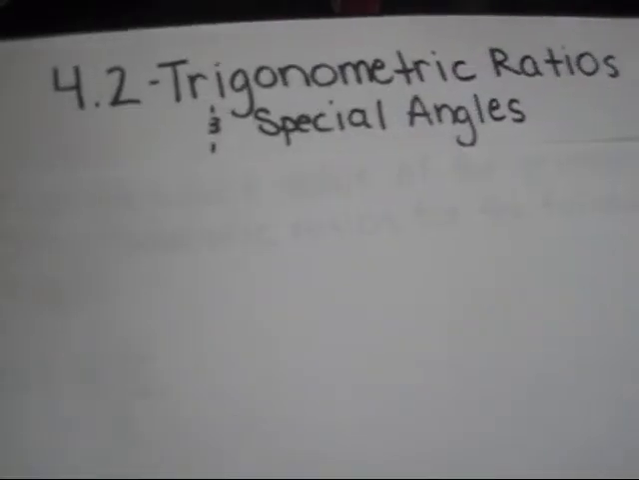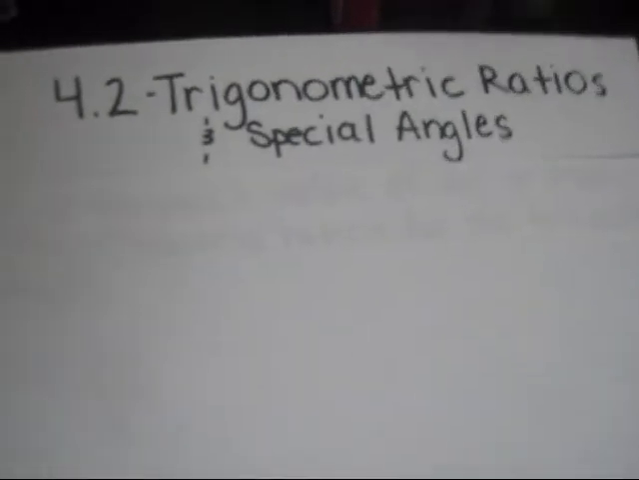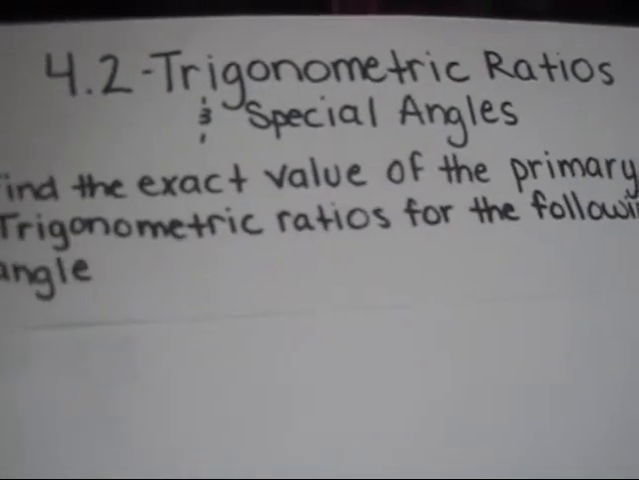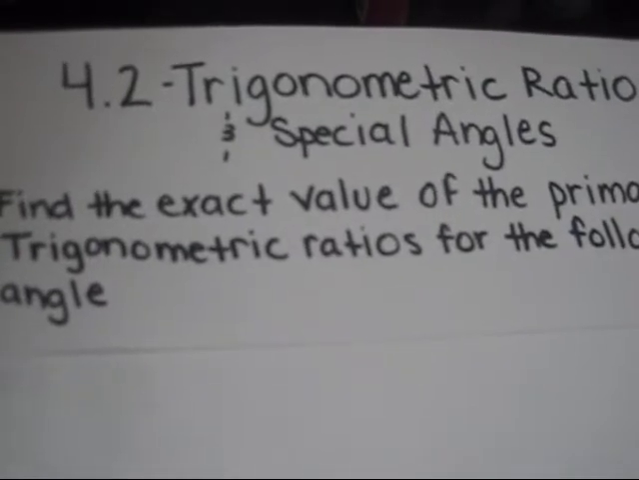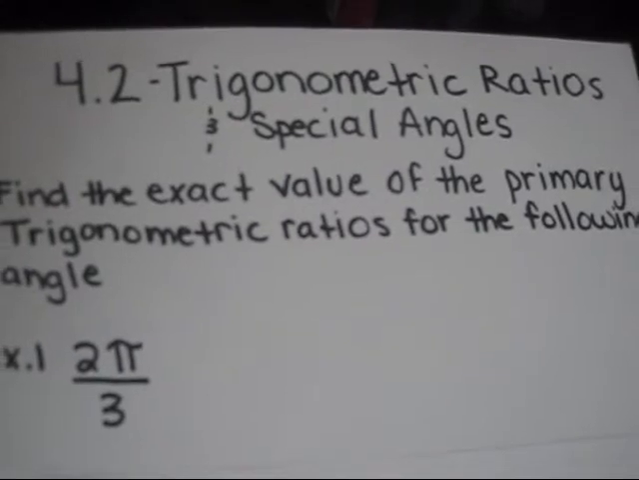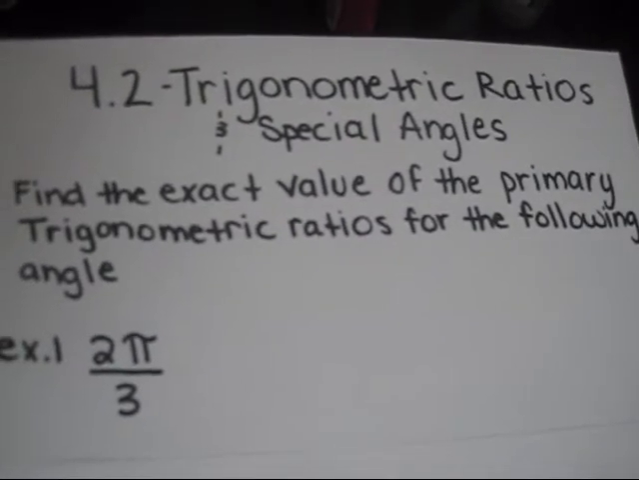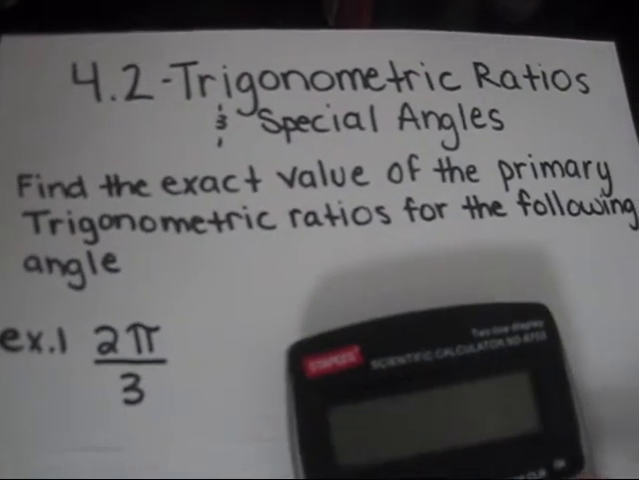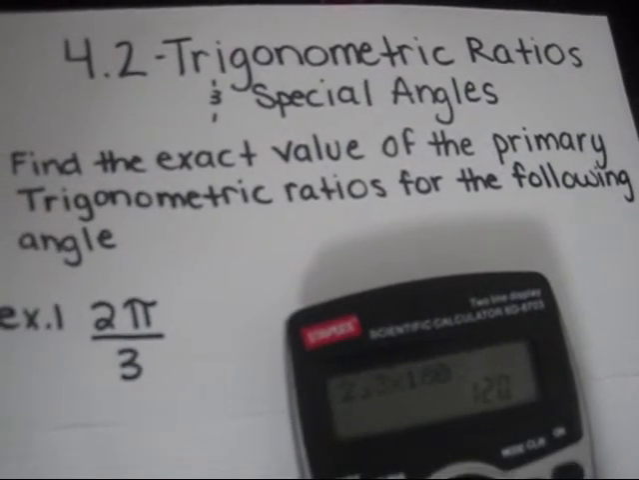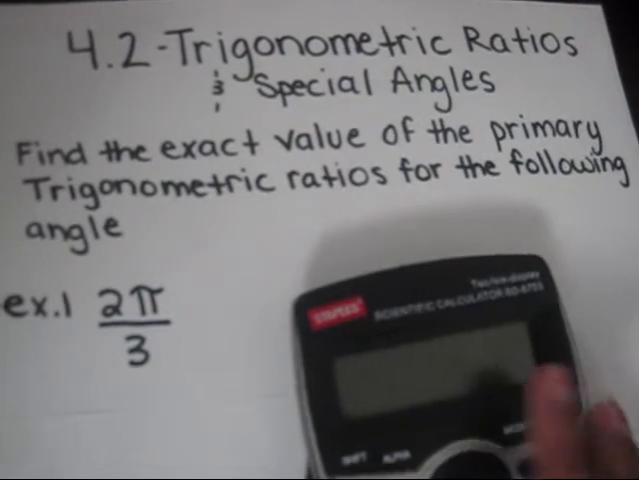Hi, my name is Amarpreet and we'll be covering 4.2 of trigonometric ratios and special angles. We'll go through the first example together. Find the exact value of the primary trigonometric ratios of the following angle, which is 2 pi over 3. When subbing this into our calculators to find out the degree, we multiply it by 180, which gives you 120 degrees.